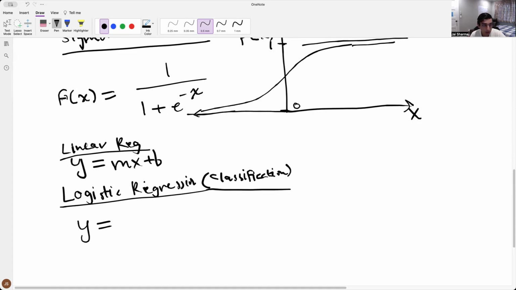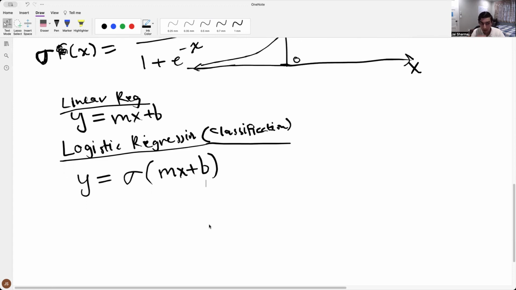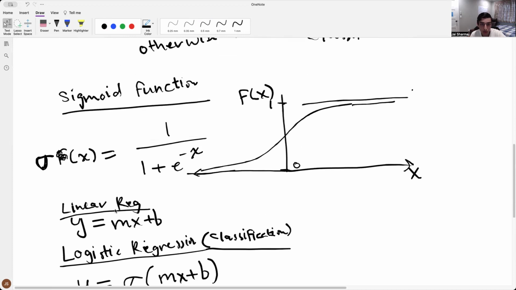So linear regression was y equals mx plus b, but logistic regression is y equals, let's say we call this not f, but we call this sigma, because it's for sigmoid, right? Sigma of mx plus b. Okay, what have we done here? Well, what we've done is we've taken our linear regression and we've transformed this into a classification problem. And how is that, you may ask?